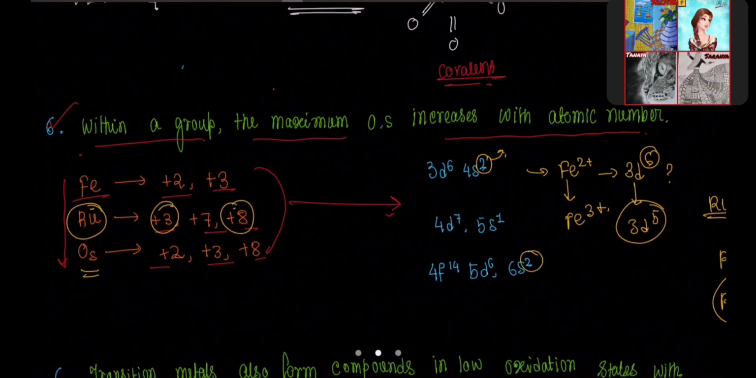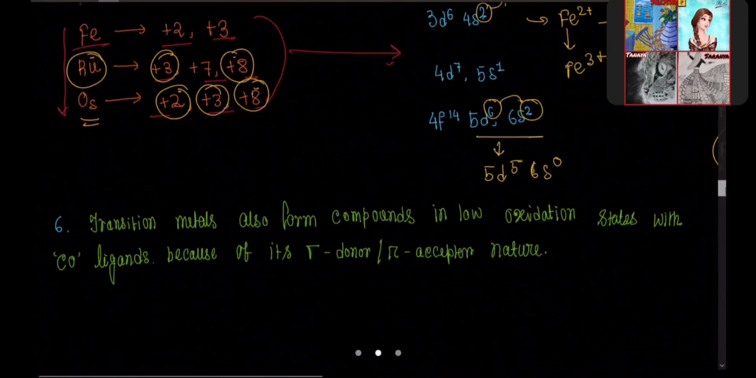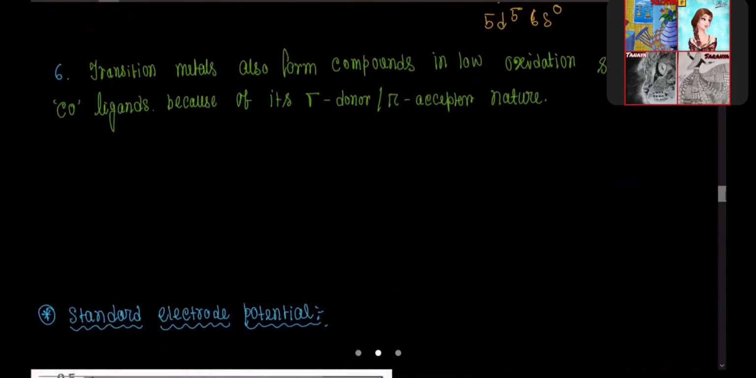For osmium this is +2 because of the 6s electrons, and +3 because of 6s plus 1 electron from 5d. So it would be 5d5 if one electron goes out. That's how +3. And how is it getting +8? 5d and 6s, both of them give you +8 if all the electrons go out. So these are the different processes. You need to know the electronic configuration to make it easier for you.